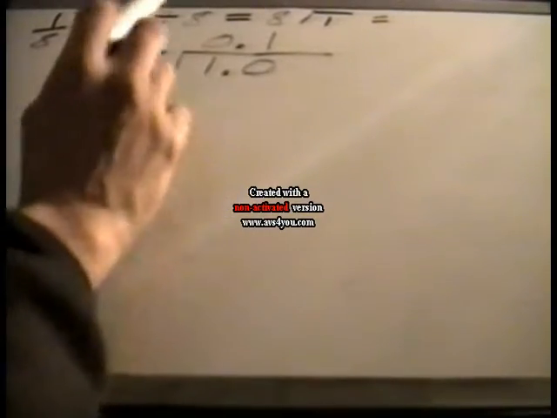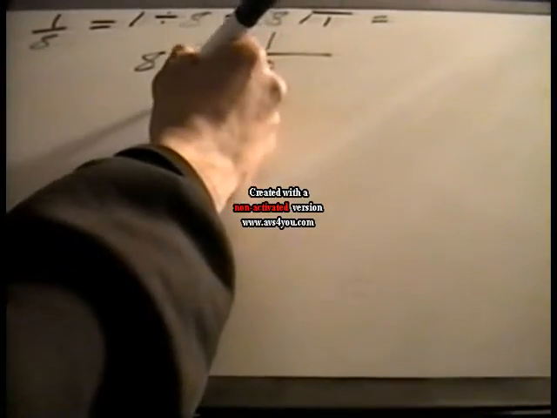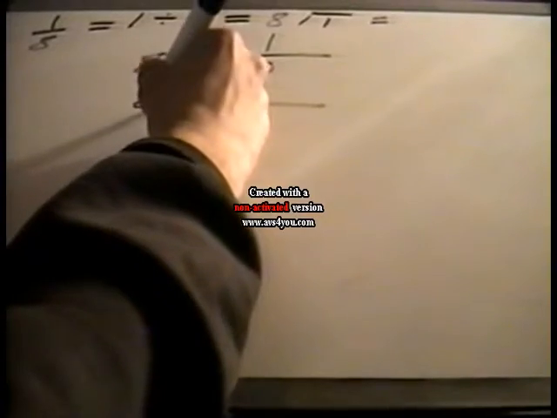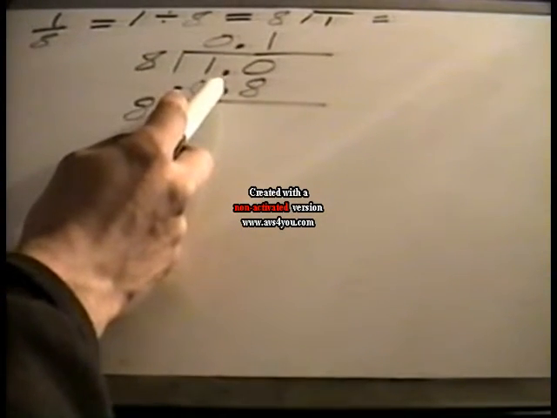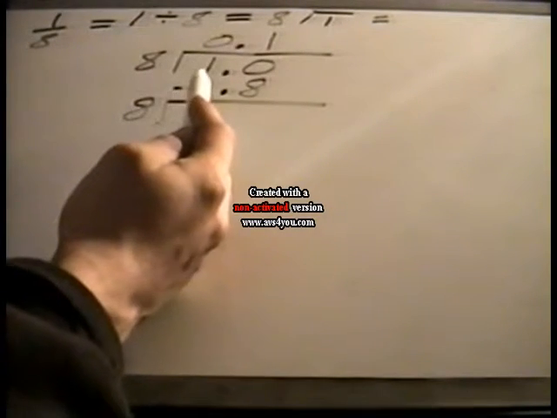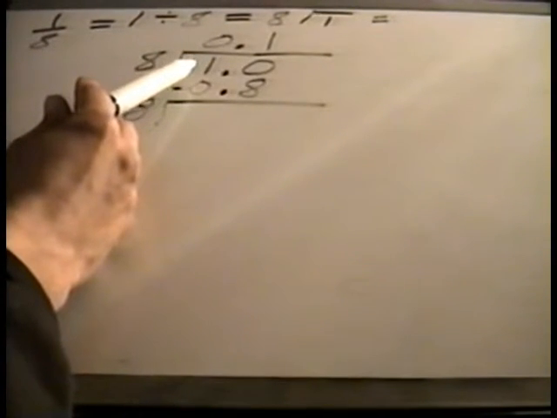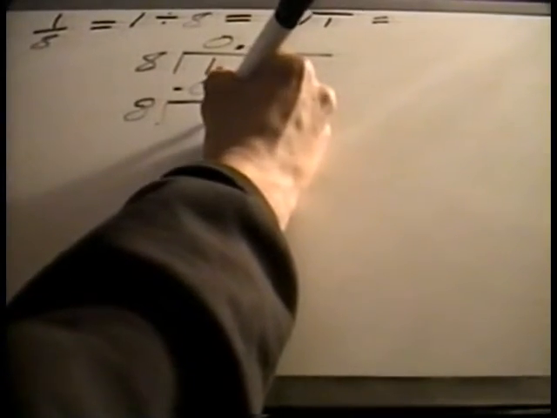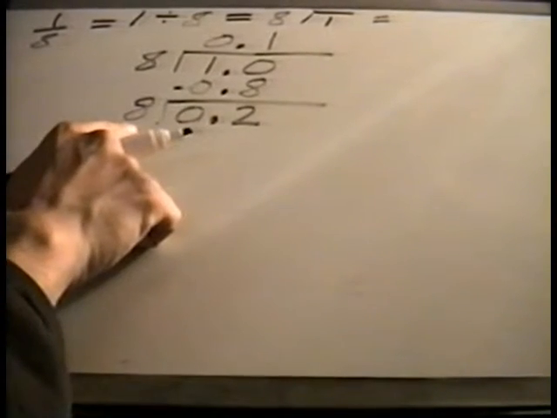Now, 8 goes into 10 one time. We multiply 1 by 8. 1 times 8 equals 8. And then we subtract that result from the dividend, which is 10, to give us 2. And we bring down our decimal point. So that gives us 0.2.